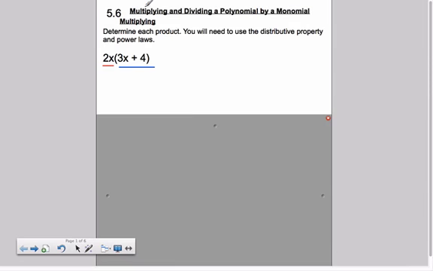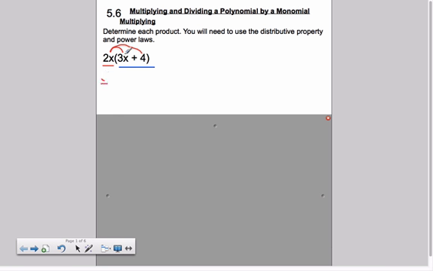This is lesson 5.6, multiplying and dividing a polynomial by a monomial. We're starting with multiplying. Now remember, the distributive property says that we must multiply whatever term is outside the bracket by whatever term is inside. In this case, 2x is our monomial, and we're multiplying by 3x, and then we're multiplying by 4. So let's see what we get here.